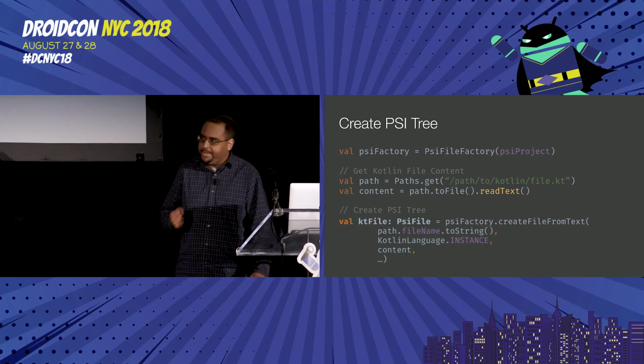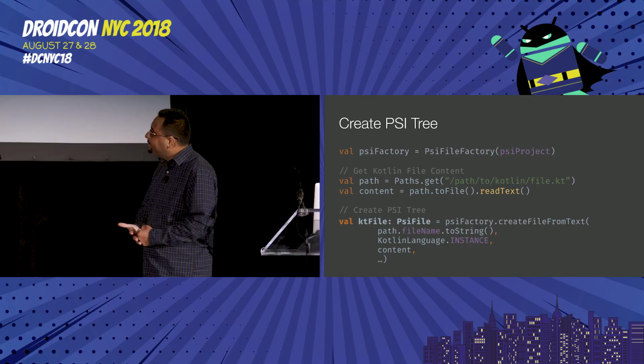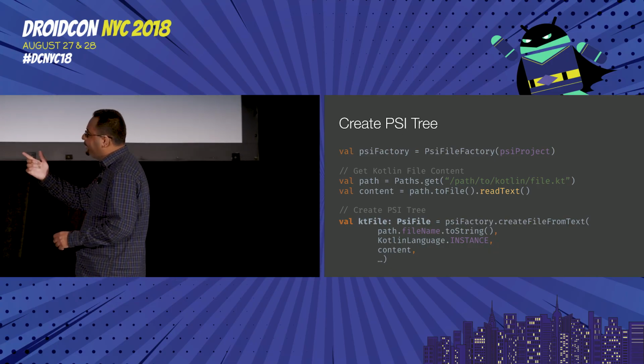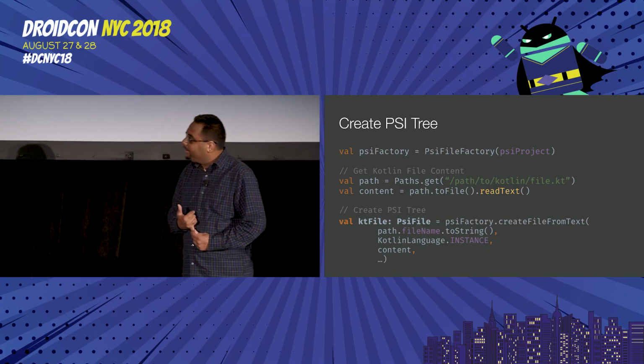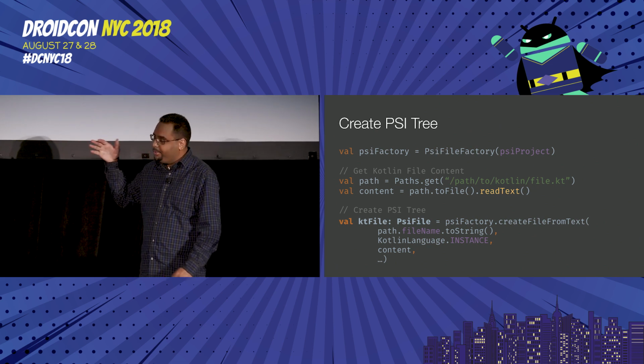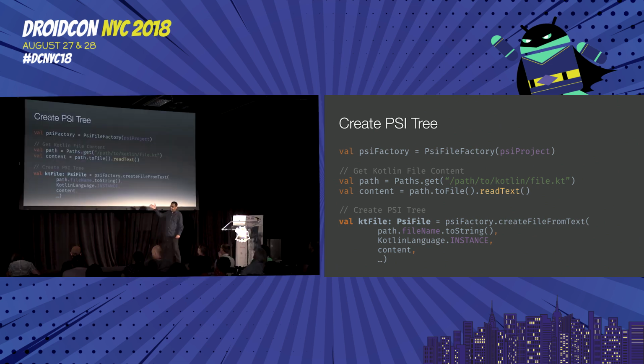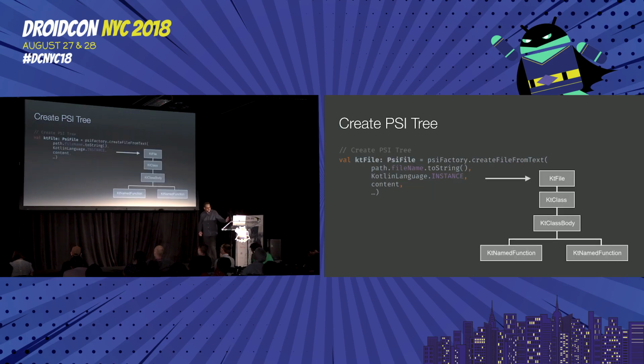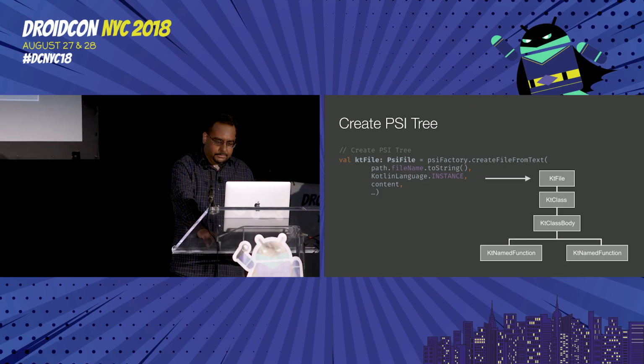And it's going to pass in the content, the language you're using, the path that you're using. There are many other parameters that you pass in there, which I won't get into, but these are the important ones. And what it gives me back is the root node of my tree, the PSI file. So it gives me back a reference to that root node right there. So that's how you create a PSI tree. That's what happens inside of Detekt. So now you have your tree.